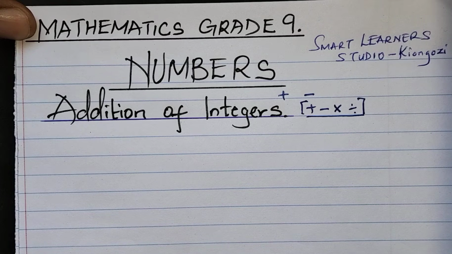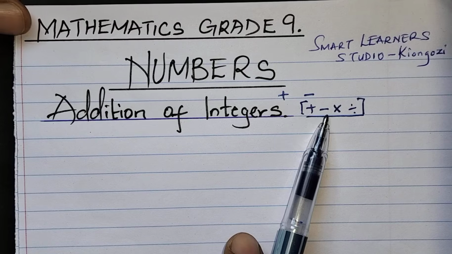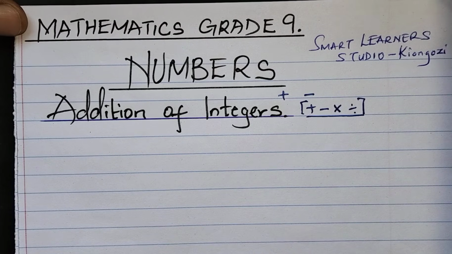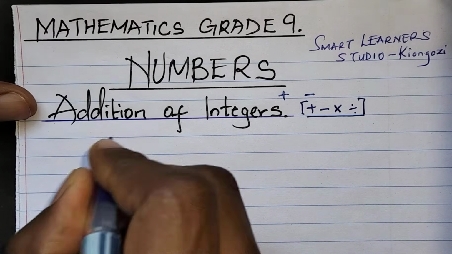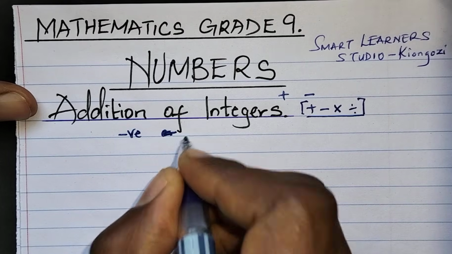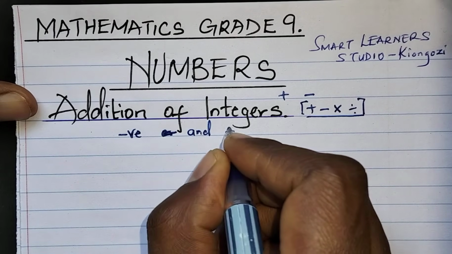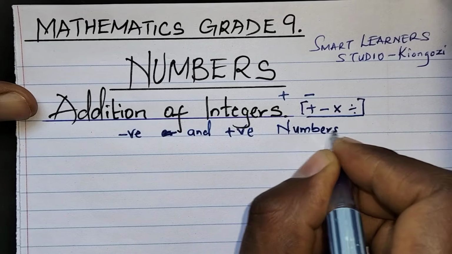Remember, by the end of this substrand, we shall be having combined operations where we shall have positives and negatives being multiplied, added, and also divided. Let us do an example for addition of integers. Remember, I have said that an integer is a positive or a negative number. So integers are negative and positive numbers. These are what we call integers.